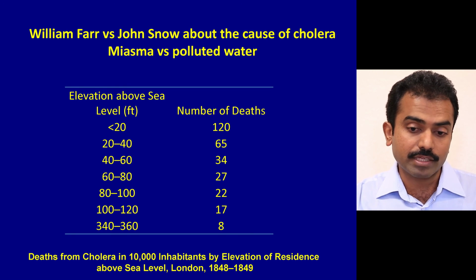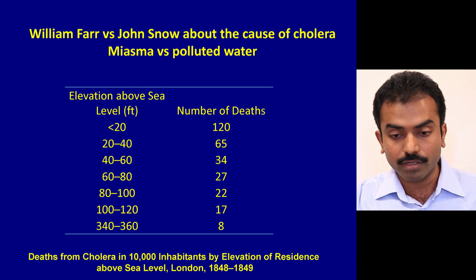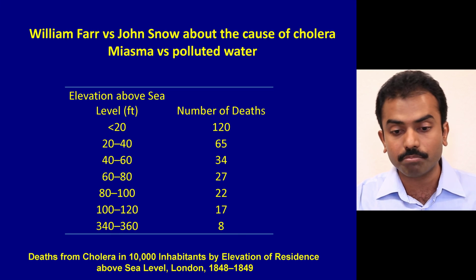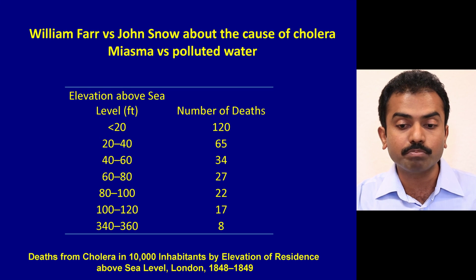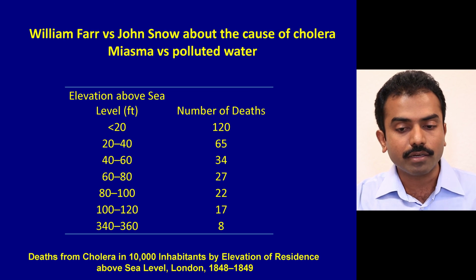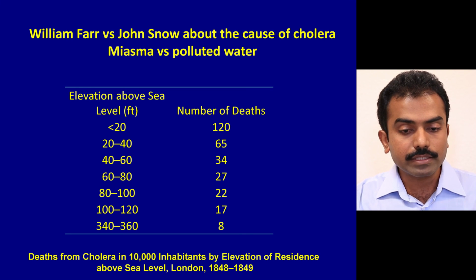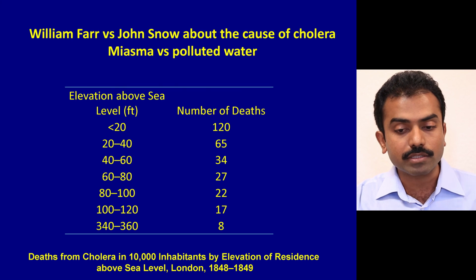And so they hypothesized that this is the reason the cholera deaths are higher if you are living at a low altitude as compared to if you are living at a high altitude. And in fact, William Farr put together some data. If you look at this particular table, you can see a very clear trend and a relationship between the residents' elevation above sea level and the number of deaths due to cholera. And you can clearly see that people who stayed at lower altitude had a higher risk of dying from cholera.